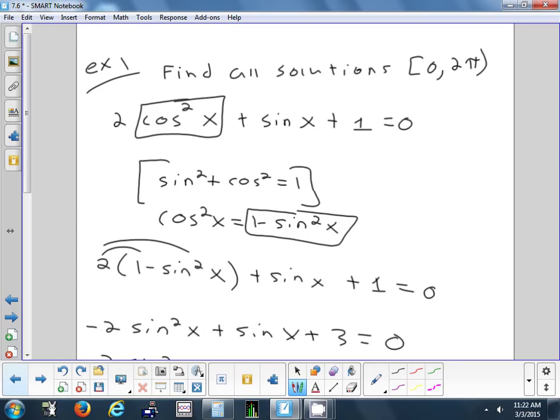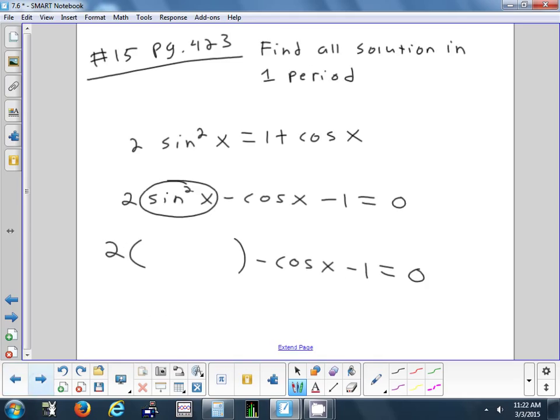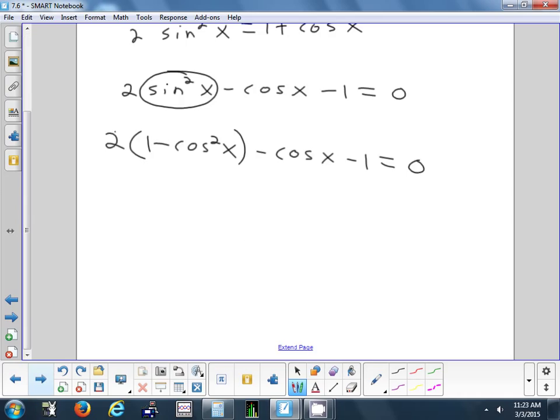Augustine, what would sine squared equal? 1 minus cosine squared. Good. So that's the substitution we're going to make. We'll distribute it, combine like terms for the constant. So you're going to get 2, take away 1. That's a plus 1. You're going to get a -2 cosine squared minus cosine x.